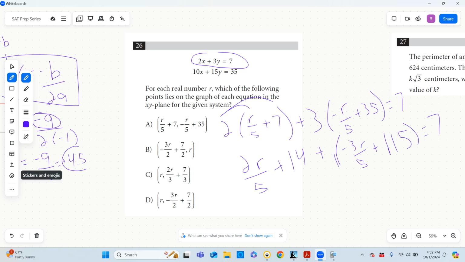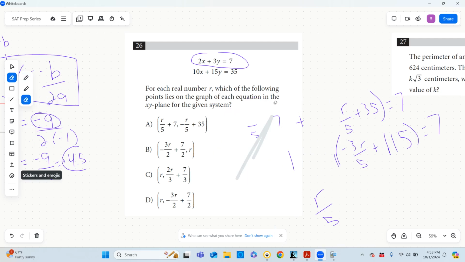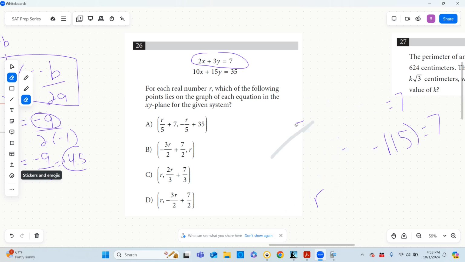2r over 5 plus negative 3r over 5 is negative r over 5, and 14 plus 115. Really, all we need to know is this is not going to equal 7. So answer choice A, not going to work for us. So we need to keep looking. Let's keep looking. Let's go to answer choice B. Let's see if this one works.